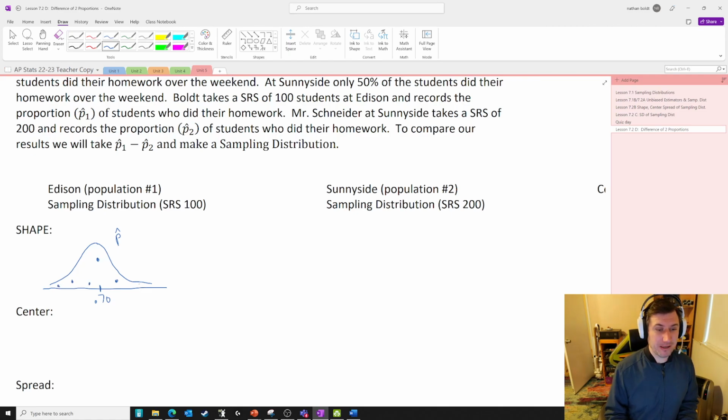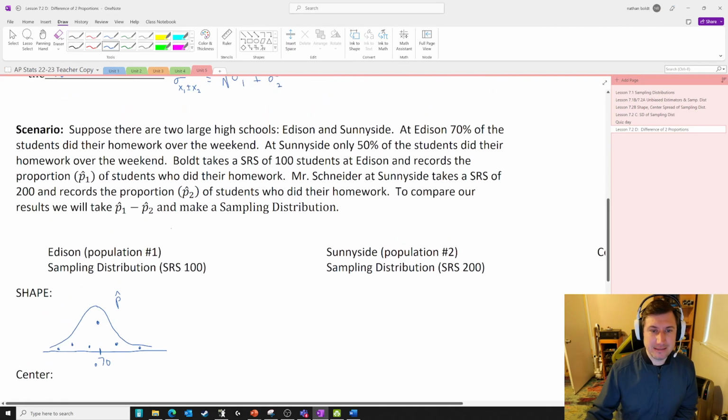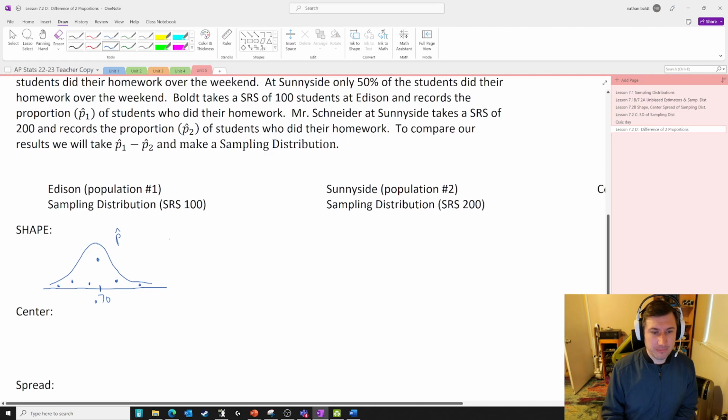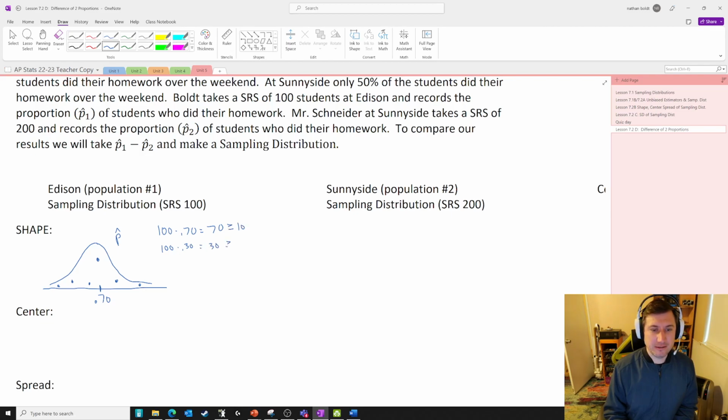I don't know where my sample will be, but it will be somewhere in that normal distribution. Let's make sure it's normal. N times P and N times Q. I'm taking a sample of 100, right? So 100 times 0.70 is 70. 100 times 0.30 is 30. And those are both greater than or equal to 10. So yes, this is going to be a normal-ish sampling distribution.